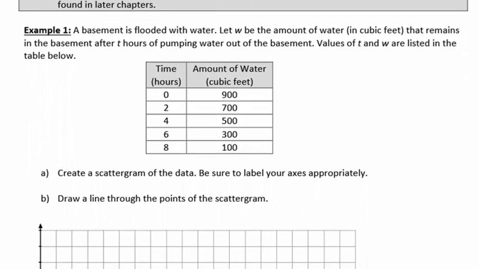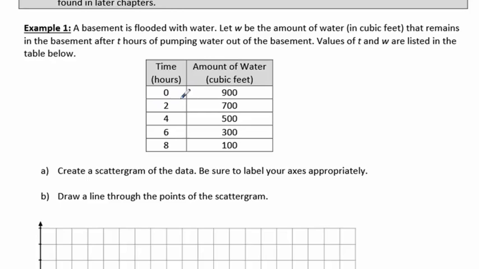In this first example, a basement is flooded with water. We're going to let W be the amount of water in the basement after T hours of pumping. There are some values of T and W listed in the table. For example, 0 hours after it has been flooded, there is 900 cubic feet of water in the basement. So initially, 900 cubic feet. After 2 hours of pumping, it's been reduced to 700 cubic feet.